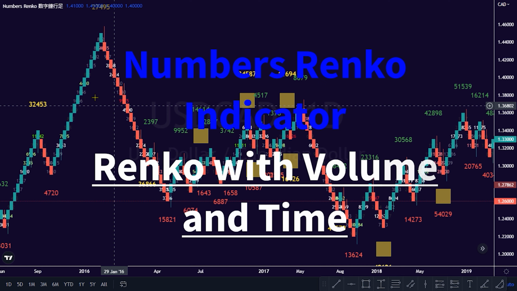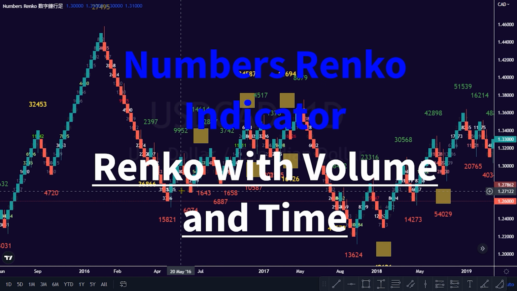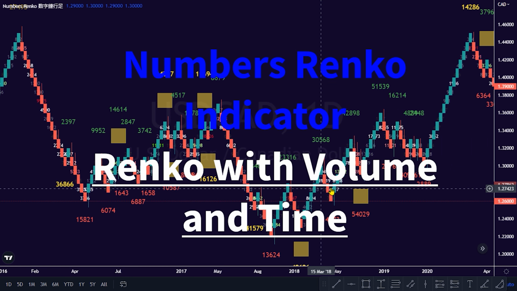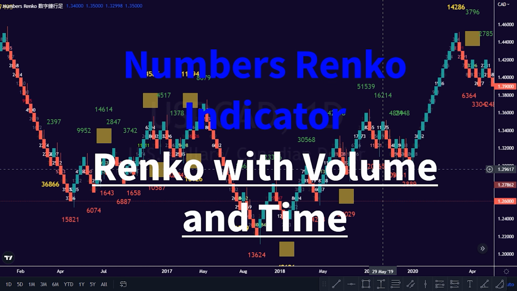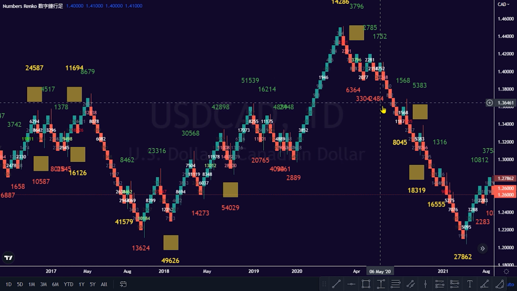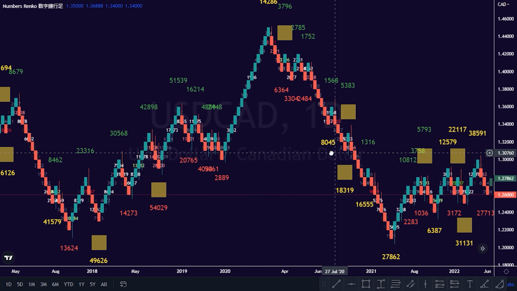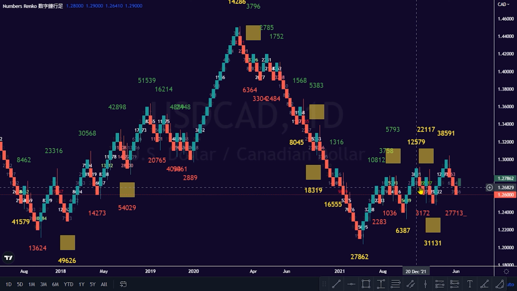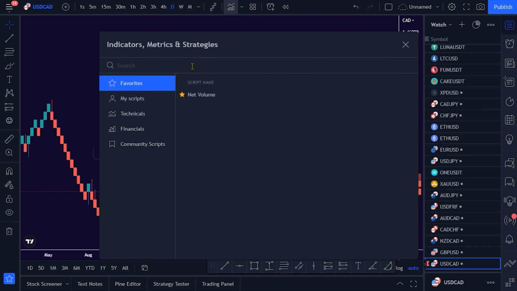The Renko with volume and time in the box indicator was developed by David Weiss, an authority on the Wyckoff method. This indicator functions by bringing out the potential of the Wyckoff method, and it only works on the Renko chart. To apply this trading indicator on the trading chart, search the keyword numbers Renko. Here's the indicator by Akatsusho.